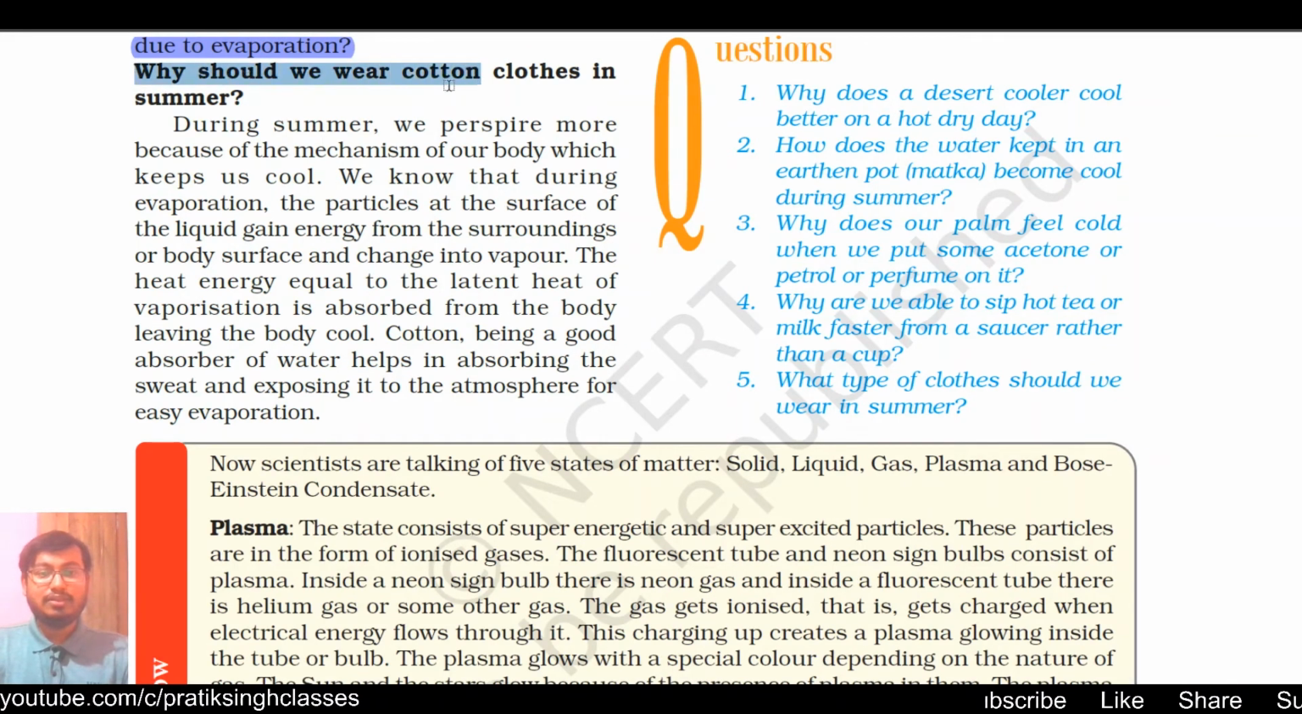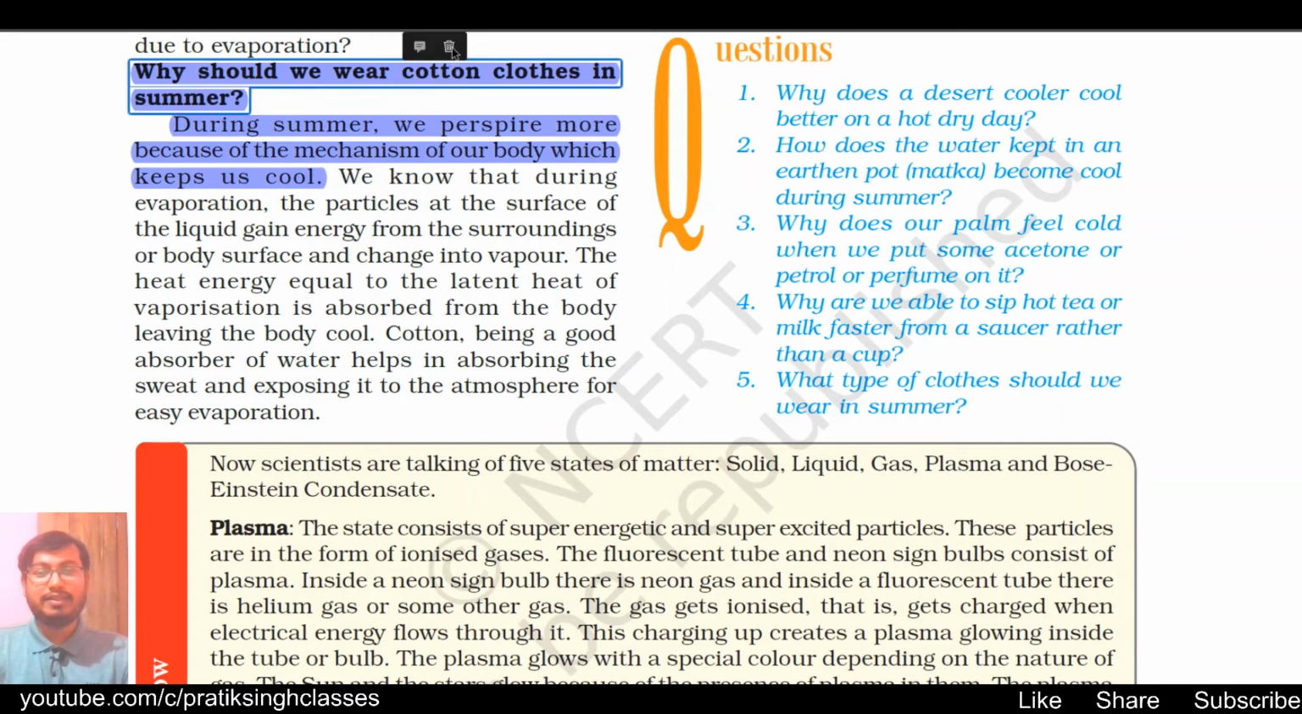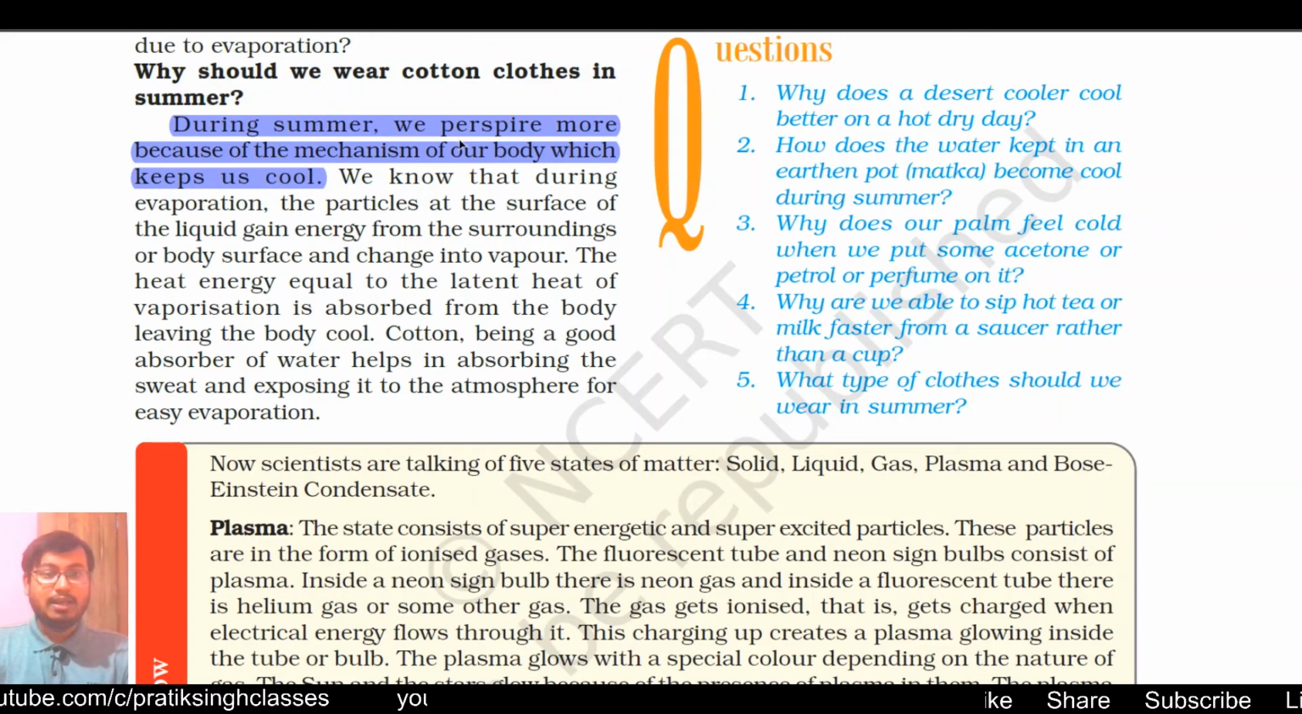Why should we wear cotton clothes in summer? During summer season we wear cotton clothes, not woolen clothes. Why? What is the reason? During summer we perspire more, because that is the mechanism of our body which keeps us cool. The higher the amount of water our body loses, the more it will keep us cool. And during summer season the amount of perspiration is higher than in other seasons.